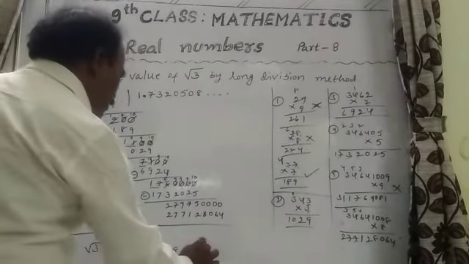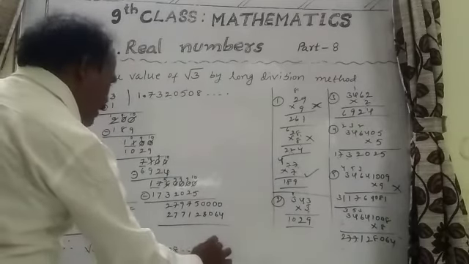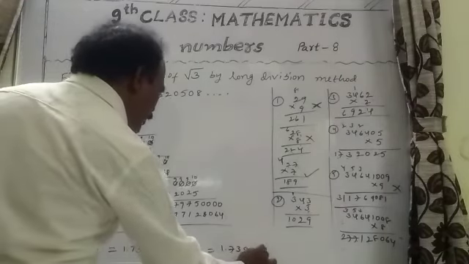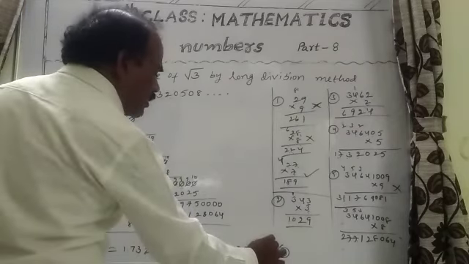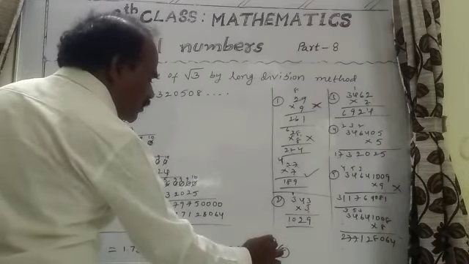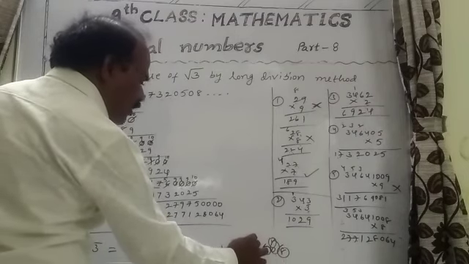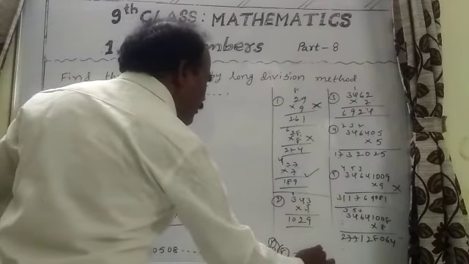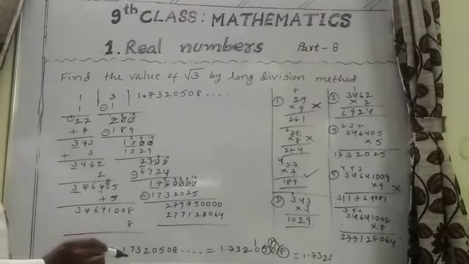1.7320508. Rounding the numbers up to 3 decimal places. Root 3 value is equal to 1.7320508. Rounding the number means here 8, increase the 1 unit. This number is less than 5. That's why rounding this number also. 5 is greater than 5 or greater than 1. Increase the before number 1 unit. That value is equal to 1.7321. Root 3 value is approximately equal to 1.7321.